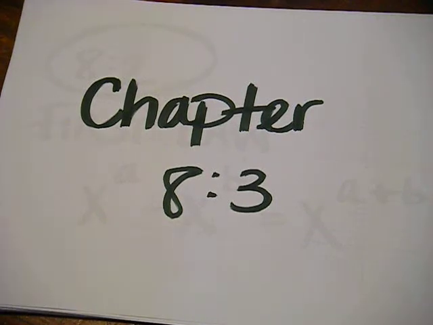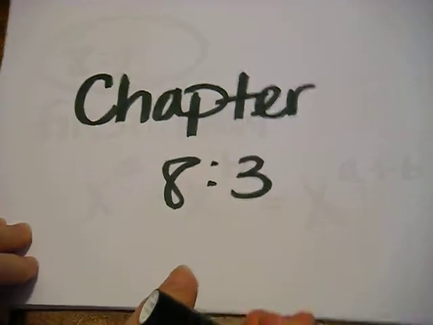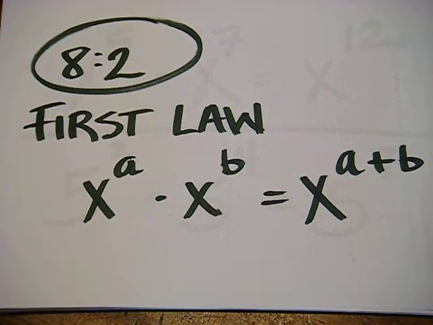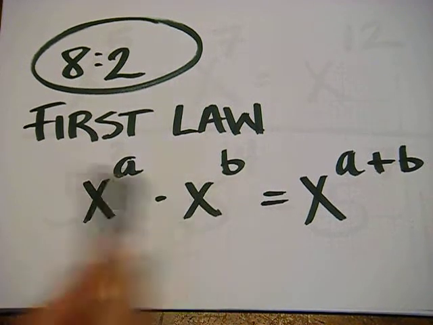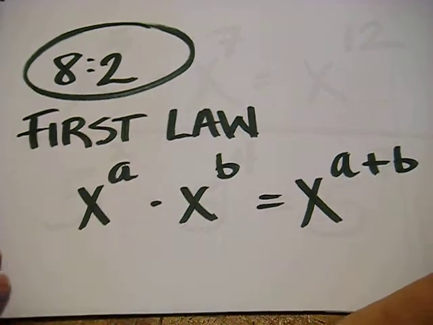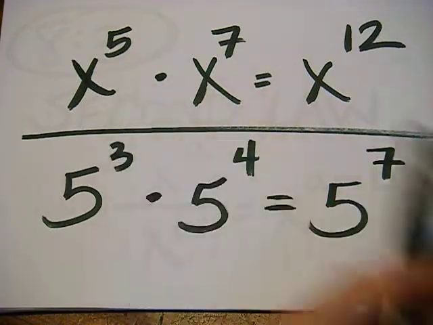Chapter 8.3 is more properties with exponents. Now, in Chapter 8.2, you learned the first law of exponents, which is that when you have the same base with different exponents and you're multiplying them, then you simply add the exponents. So the x is the base, and then you're adding the two different exponents, a plus b.